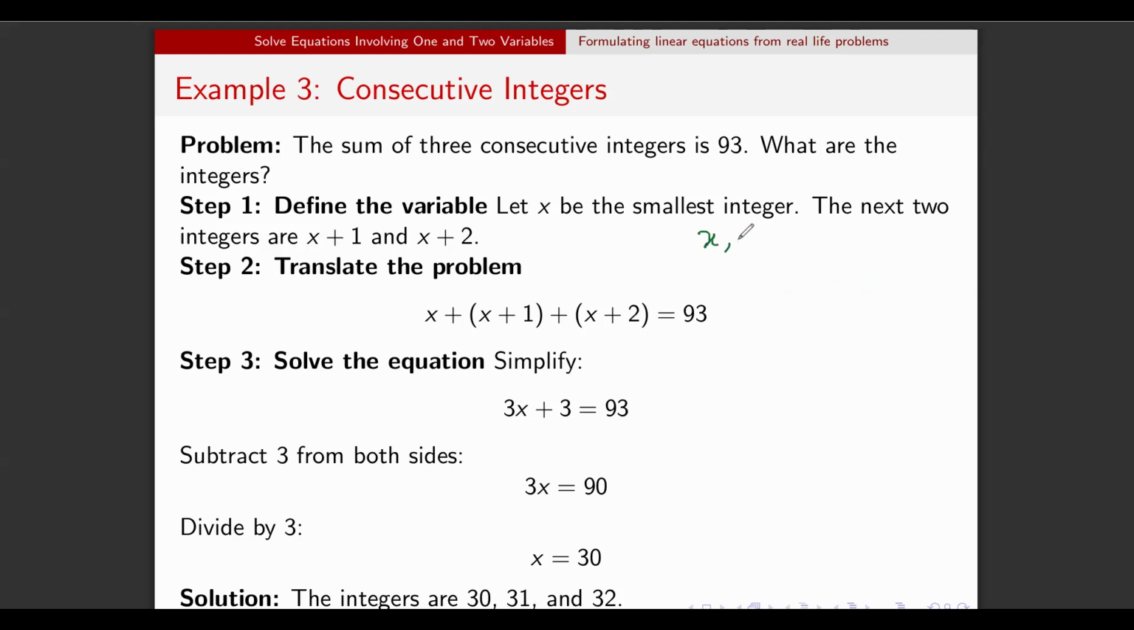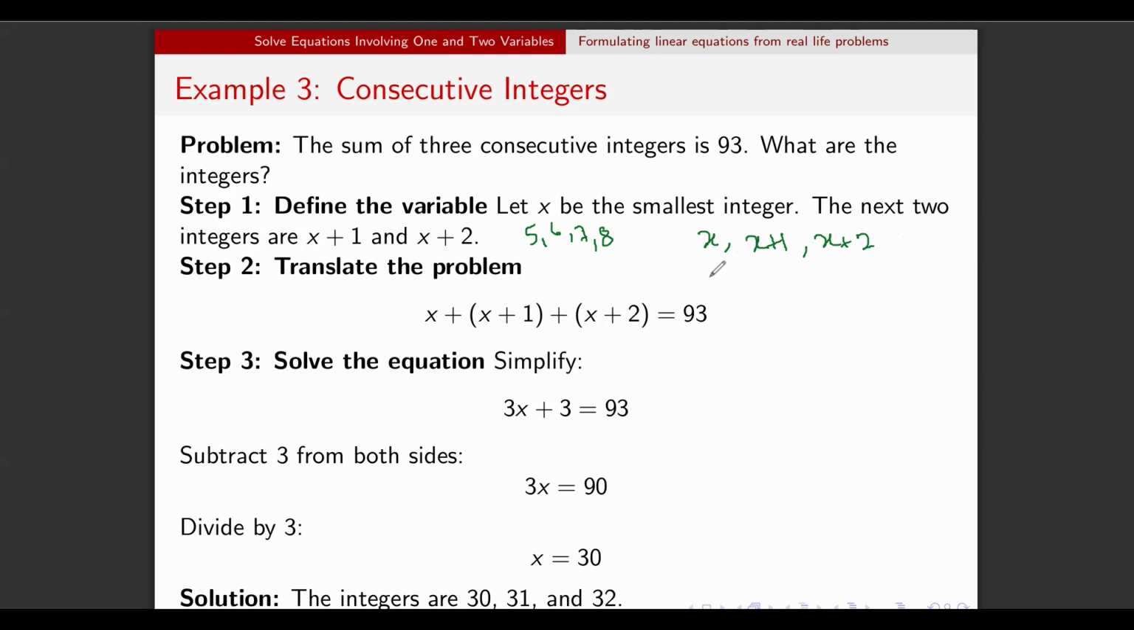Then what will be our next integer? Remember, I gave you an example of, let's say, 5, 6, 7, 8 as consecutive integers. So if x is, for example, equal to 5, how do you get 6? You simply add 1 to x. So the next integer will be 5 plus 1, which gives you 6. So it will be x plus 1. Okay. Now to get 7 is 5 plus 2. So the next integer is x plus 2. Okay. So these are 3 consecutive integers.